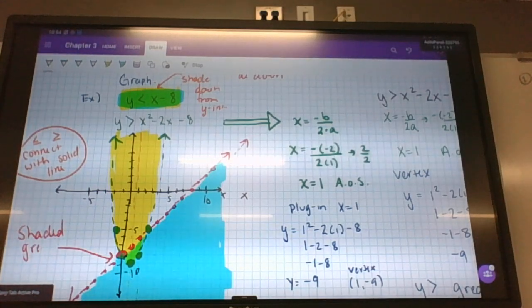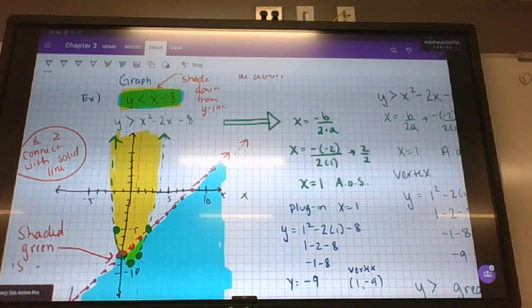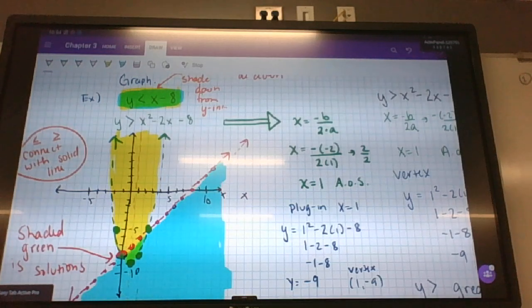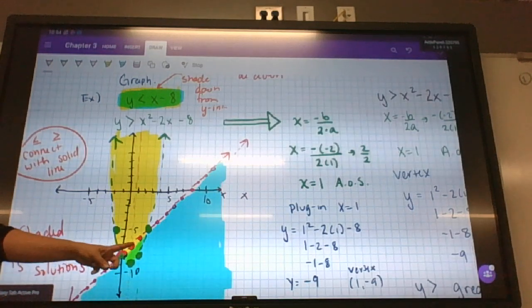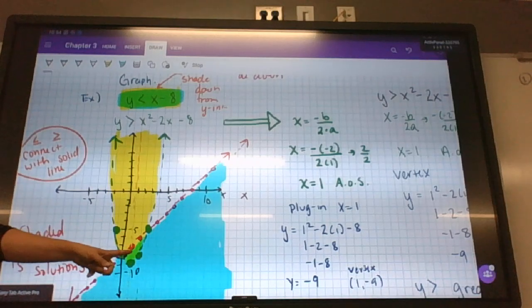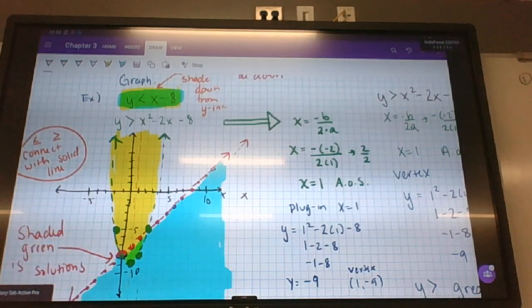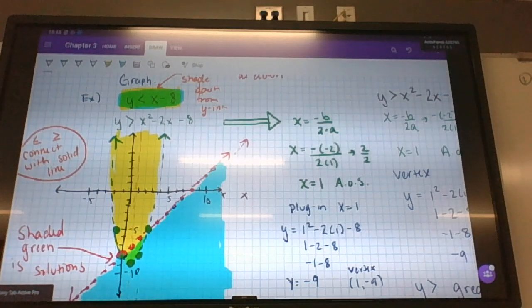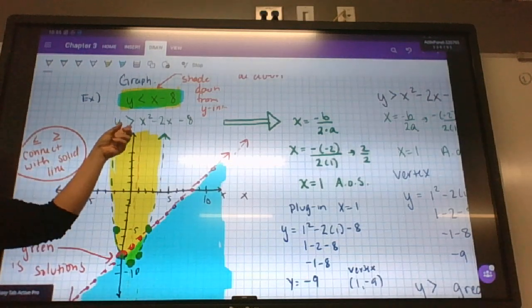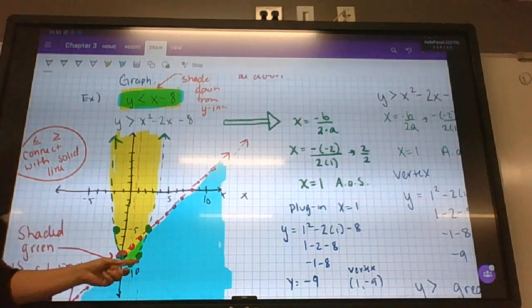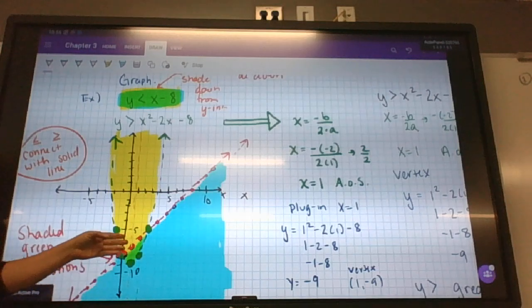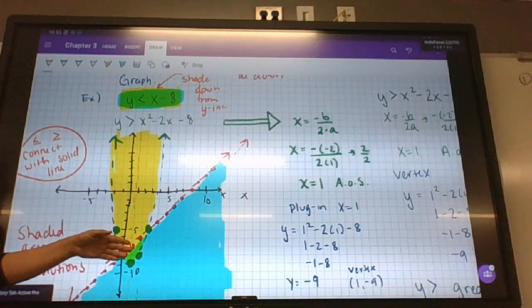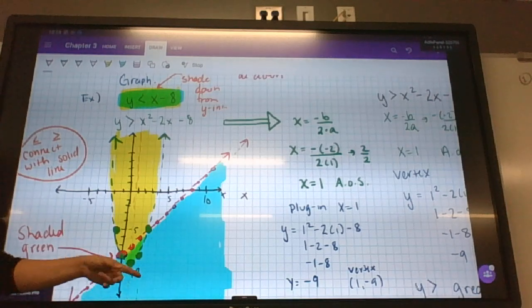So the solutions are shaded green because that's the overlap. Shaded lime green is solutions right here. This was shaded both blue and yellow. That's the overlap. Wait, why would you shade the inside of the parabola? Because this says y values are greater. So I'm going to this parabola, the boundary line, and I'm shading the y values that are higher. So what if it was less? You would change to the outside? Yeah, the outside would be shaded.